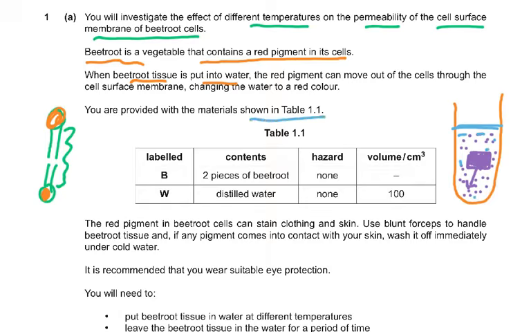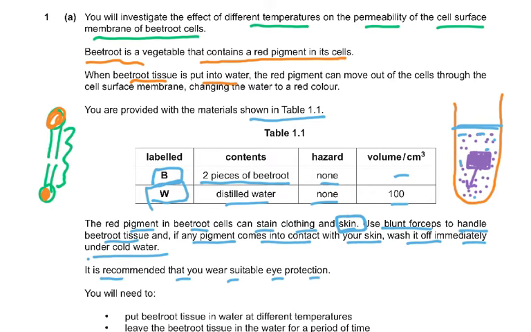You are provided with the materials in table 1.1. Number 1 is B, which is 2 pieces of beetroot, hazard none, volume none. W is distilled water, hazard none, and this is 100 cm cube. Now remember, beetroot and water will be a very low hazard, because as it says, the red pigment in beetroot cells can stain clothing and skin, so it cannot damage. It's not an irritant, it's not a chemical, but it can only stain your skin. So use blunt forceps to handle beetroot tissue, and if any pigment comes into contact with your skin, wash it off immediately under cold water. It is recommended that you wear suitable eye protection.